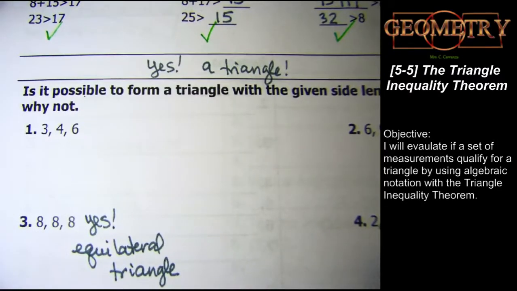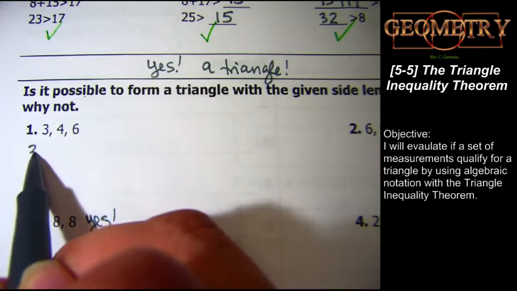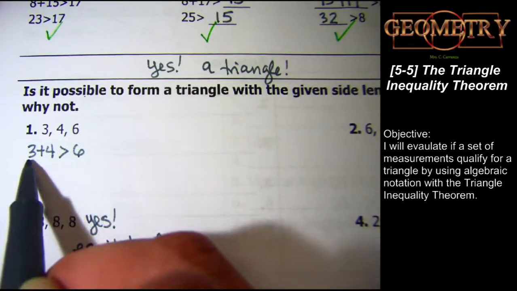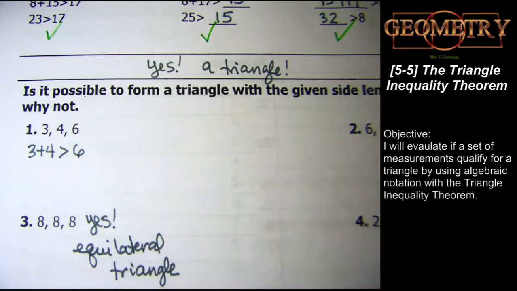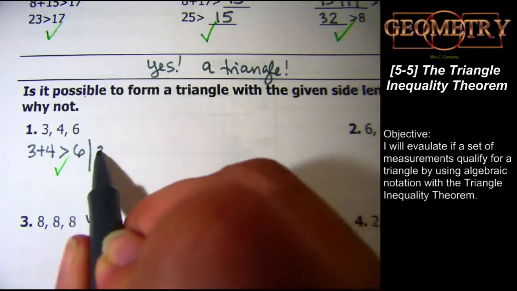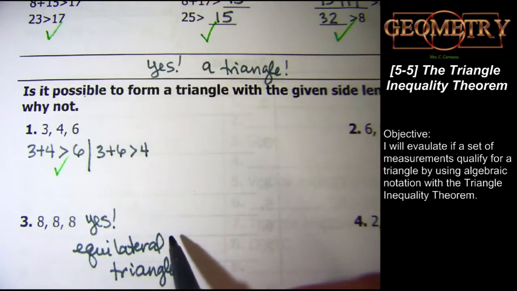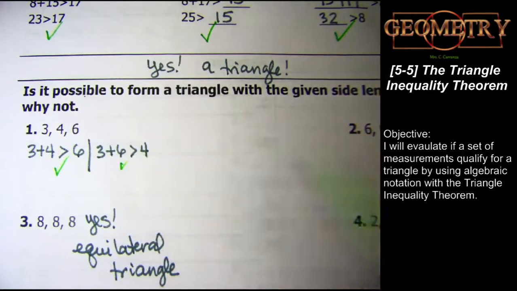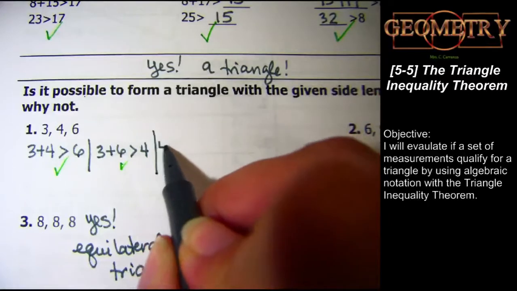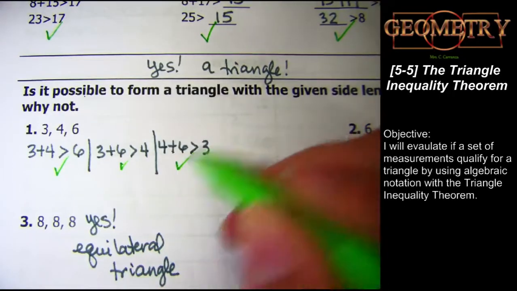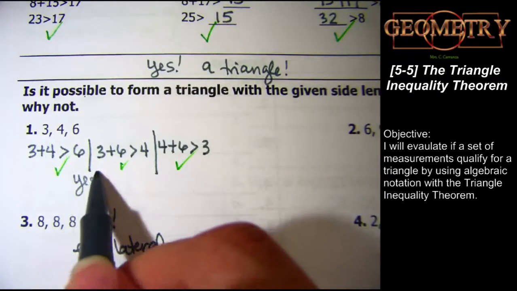Let's try number 1. All right, so we're going to add the first 2 sides and check to see if it's bigger than the third. 3 plus 4, is that bigger than 6? Yes, okay, so far so good. We're going to take the first and the last, and we're going to set it equal to, or excuse me, bigger than the middle. Is 3 plus 6 bigger than 4? Yeah. All right, so far so good. We're going to do 4 plus 6, is that bigger than 3? Yes, all right, so this one is also a triangle.